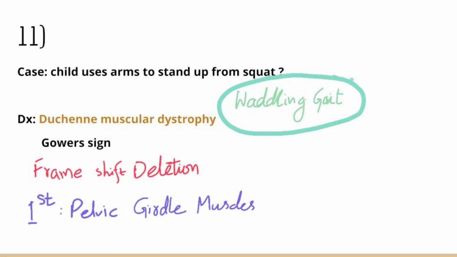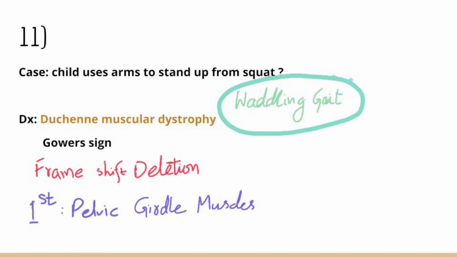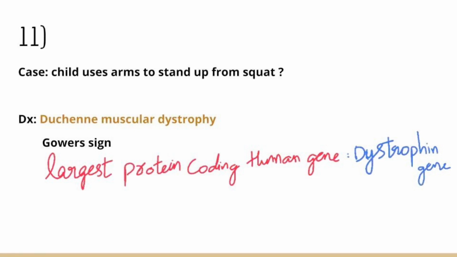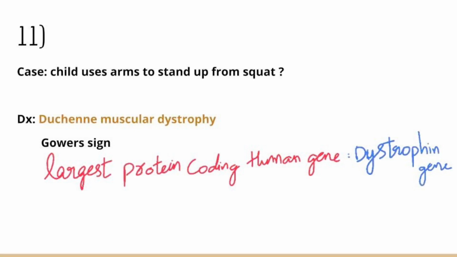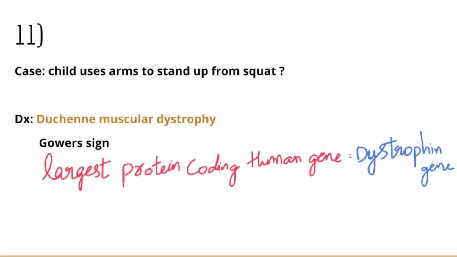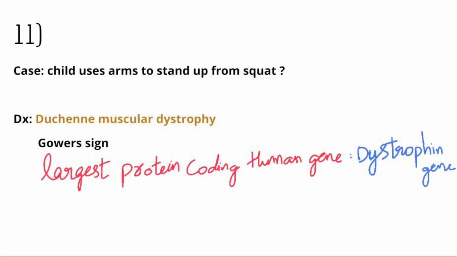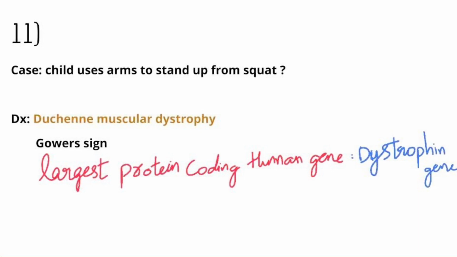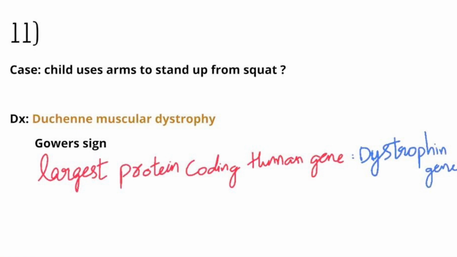The onset is before 5 years of age, and the most common cardiovascular defect seen in this Duchenne muscular dystrophy patients is they have dilated cardiomyopathy, which is the most common cause of death. Let's also know few important points about dystrophin gene because it is the largest protein coding human gene. There will be increased chance of spontaneous mutations in this gene because it is the largest gene. The dystrophin helps to anchor muscle fibers to the extracellular matrix, mainly in the skeletal and cardiac muscles.